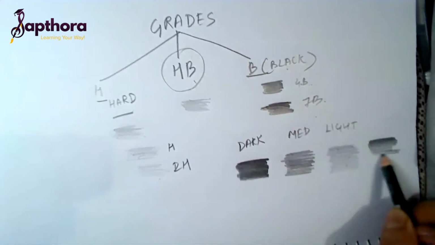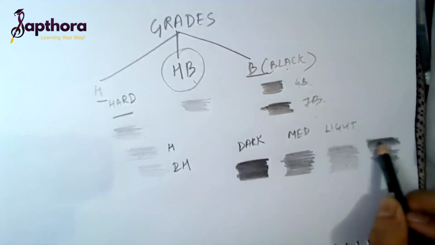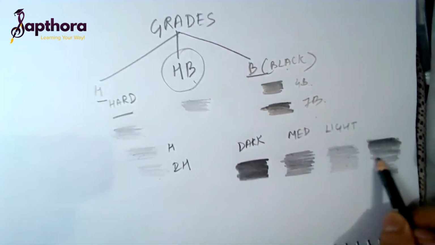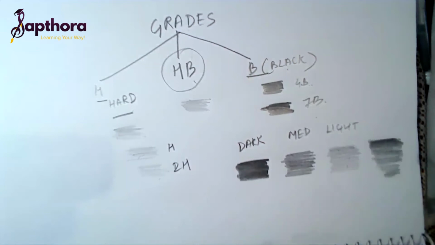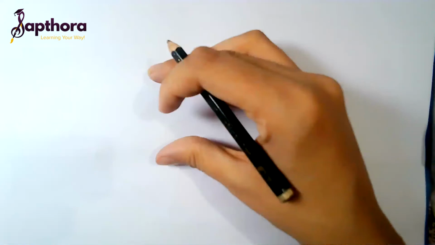Slowly we'll go to medium, and then we'll have the light tone. So this is how your value changes from dark to medium, medium to light. Then if you see, we have different shading techniques because we are just using pencils. So to make the artwork interesting, you have different shading techniques. In all the techniques, you can put dark, medium, and light tone.